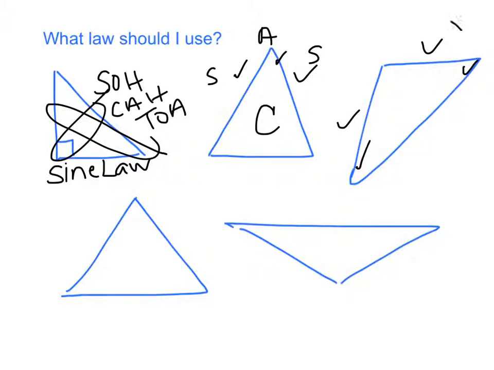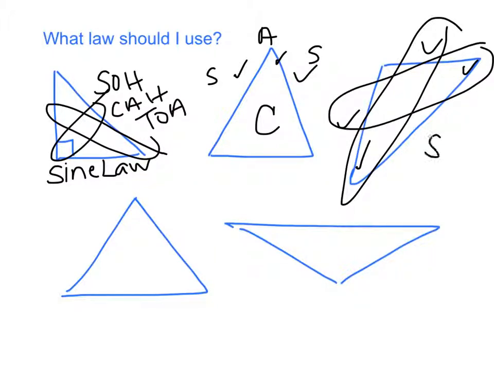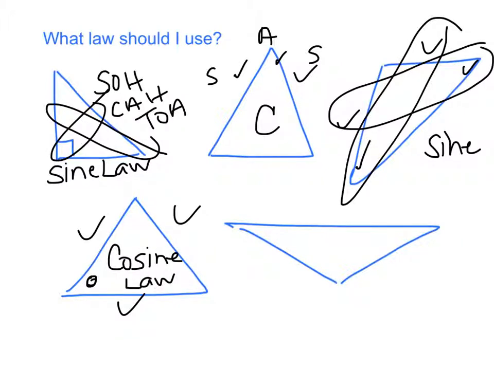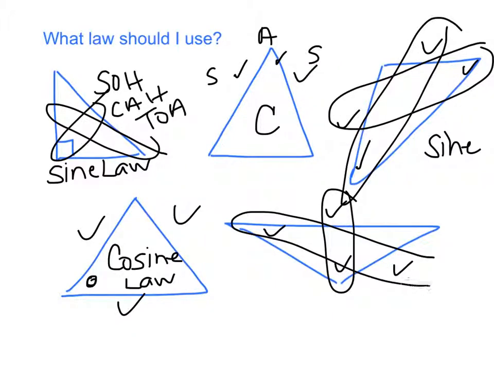All right, if you have two things that you can put in loops, what law is that? Sine law. If you have three sides and you have to find an angle, what law is that? Cosine. Best use of cosine law is to find a missing angle given three sides. And last but not least, if you have a different arrangement, even if it's obtuse, you can still use sine law. So there you have it. Make sure you know what law to use, and you have three choices: SOHCAHTOA, sine law, cosine law.